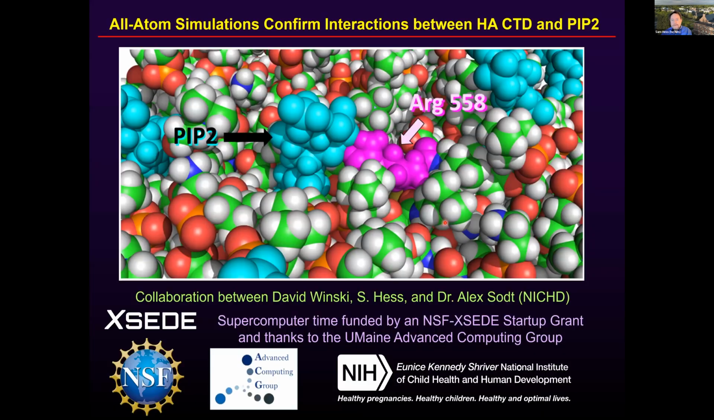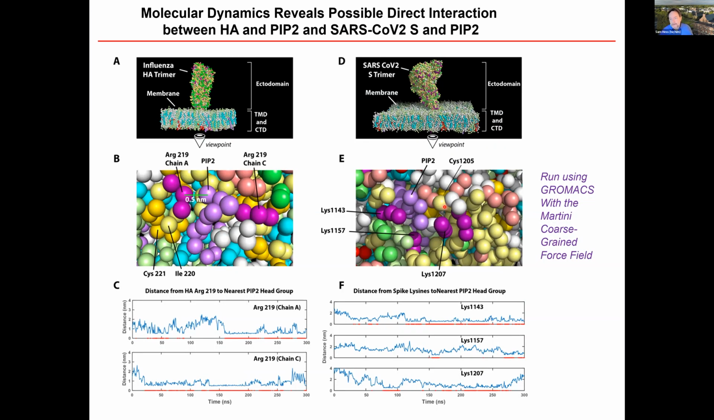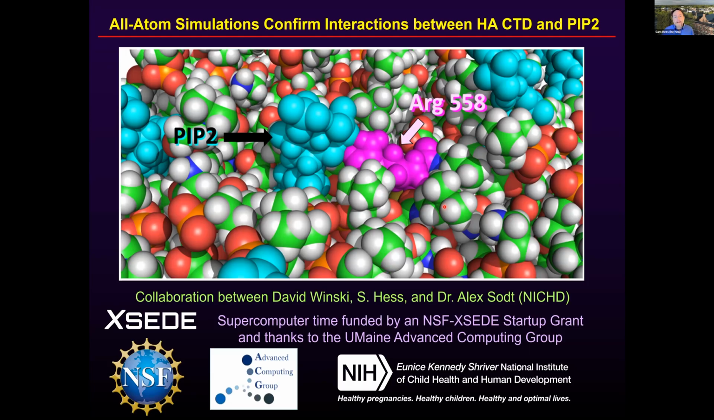So we decided to then do an all-atom simulation, having seen the coarse-grained simulation suggesting feasibility. The all-atom simulation replicated that finding and made it more quantitative. And here's an example of an arginine from an HA trimer interacting with a PIP2 head group close to the plasma membrane. And this is in collaboration with Alex Sodt, who's a molecular dynamics expert at NIH.